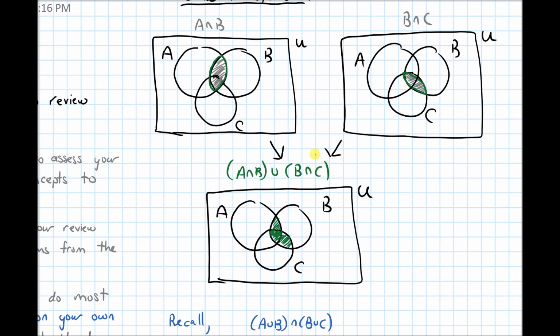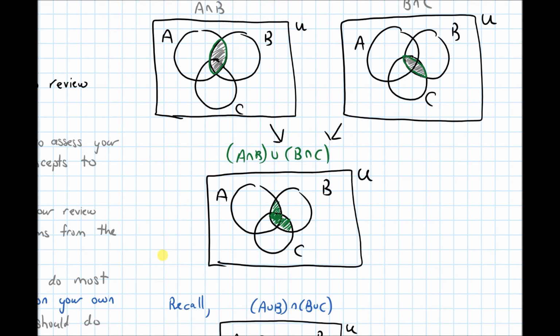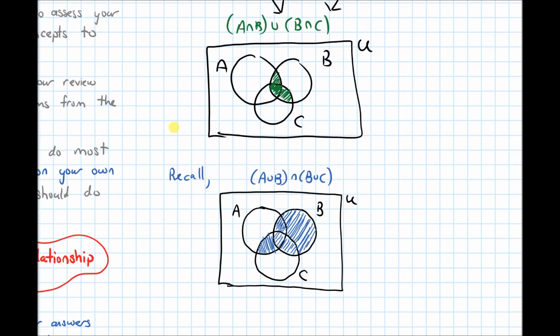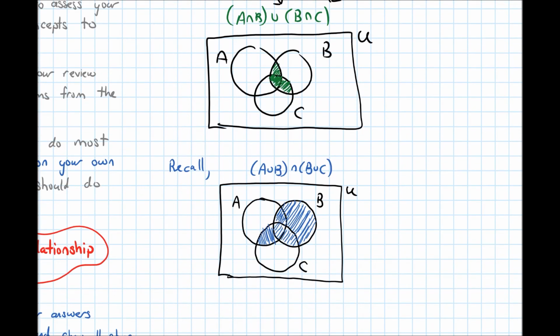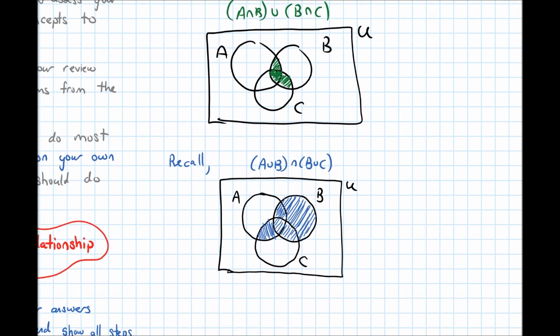Alright, so that is the second set, the other part of this subset relationship. So if I compare that with the first set that I had drawn in blue, that one looked like this. So the question was asking, is the blue one, A union B intersected with B union C, a subset of the green one, A intersect B union B intersect C? I can see based off the picture that that's not true. I'll put a slash through this. This is false.